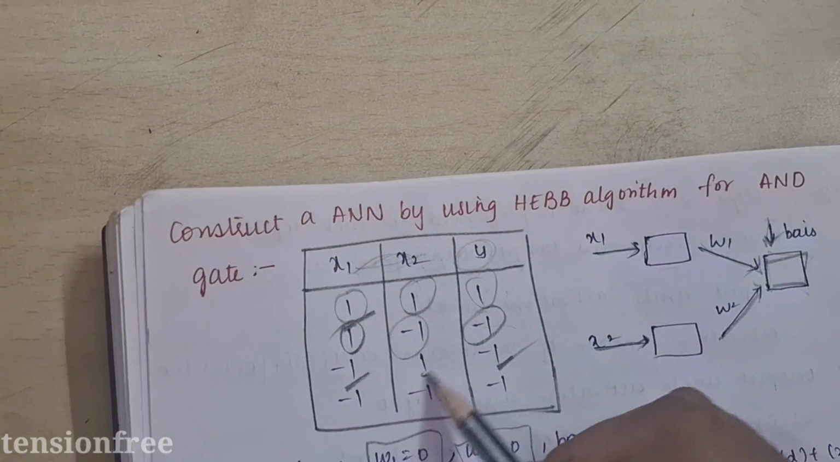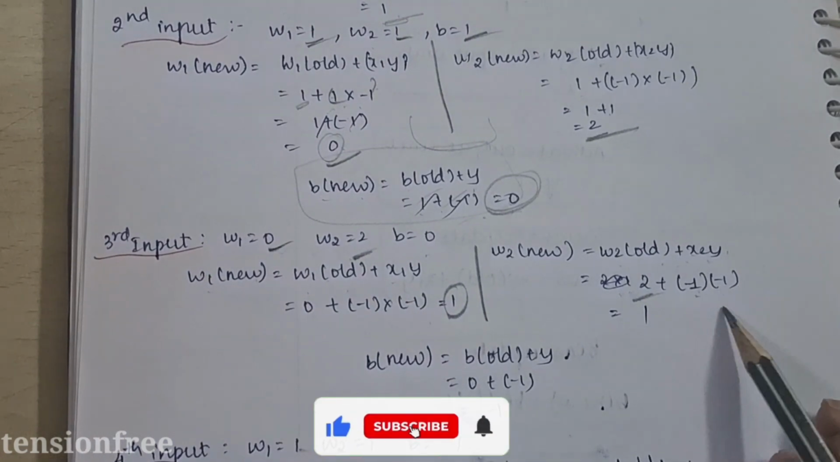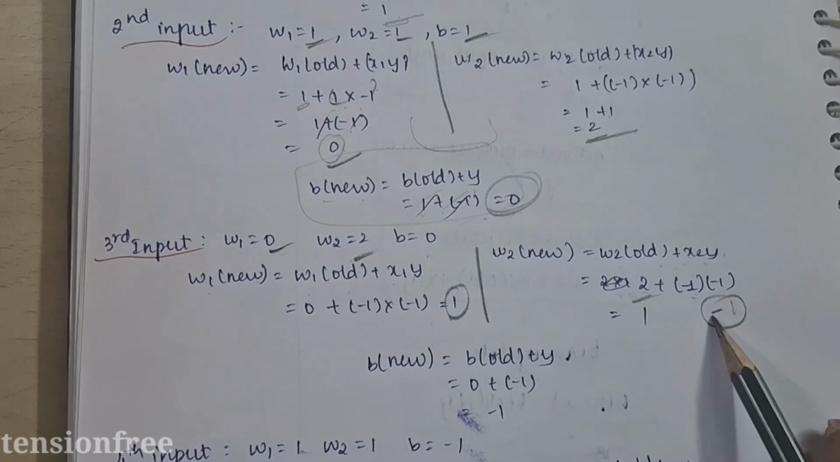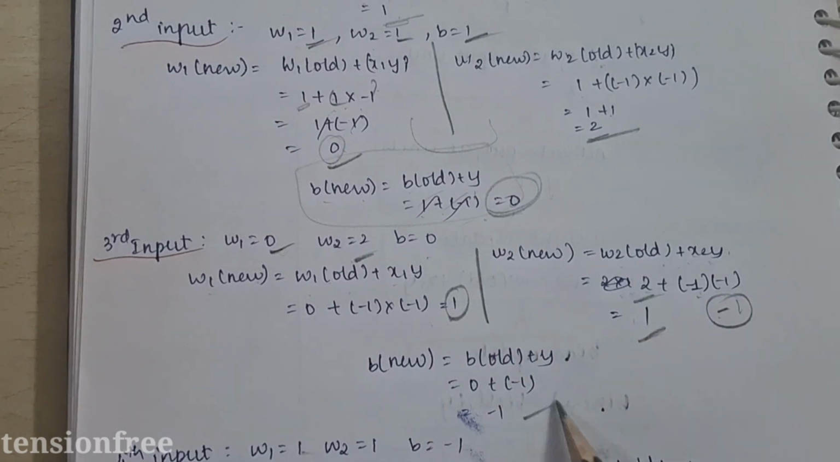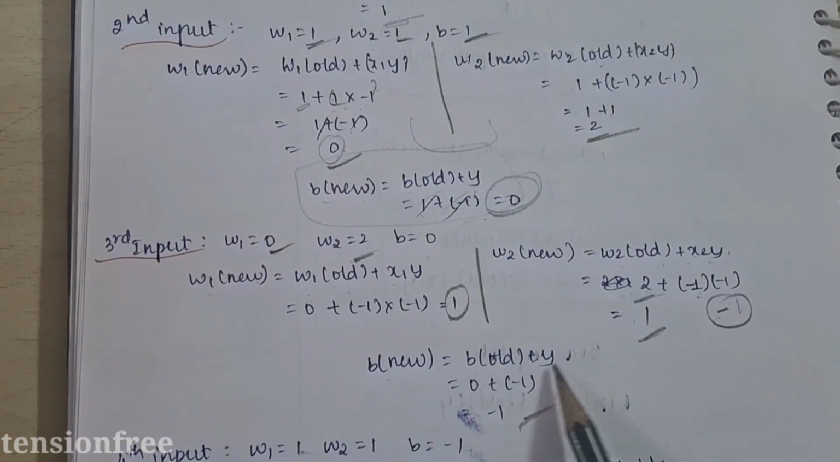What is the X2 and Y? X2 is 1 and Y is minus 1. We are writing 1 into minus 1, which is minus 1. Minus 1 plus 2 is 1. The weight has been updated. After updating these two weights, we need to update the bias, right? B new is equal to B old plus Y.